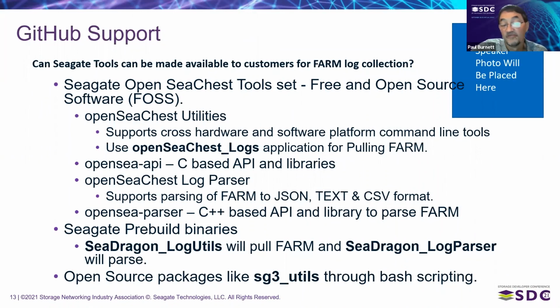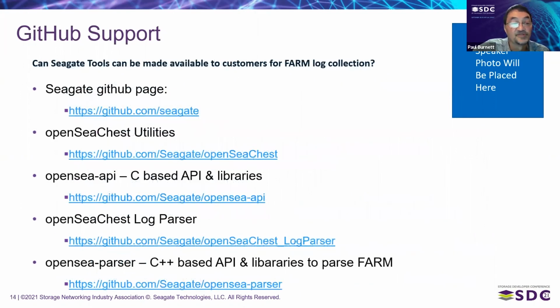Some of these are available through an OpenSeaChest parser, which is a C++ based API and library to support parsing of FARM logs. We have some Seagate pre-built binaries, SeaDragon log utilities or SeaDragon log parsers, where one will pull and the other will parse. And we have open source packages like sg3_utils through bash scripting. I've included some links in here if you're interested in going to those locations and pulling any utilities. That is freely available off the Seagate websites and the GitHub websites.